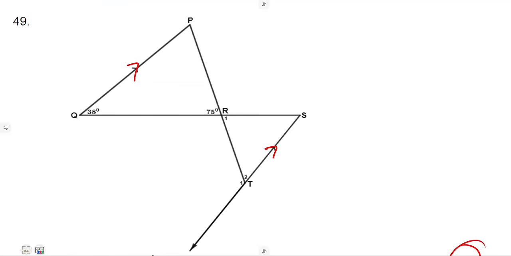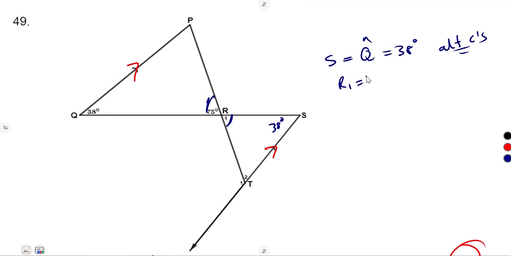Anyways, let's see, guys. From the lines that are parallel, we are forming a Z, which is alternate angles, angle Q and angle S. Alternate angles, remember they are equal. So angle S is equal to angle Q, 38 degrees. Those are alternate angles. Okay. Angle R there and this R, they are equal, vertically opposite angles. So the angle R1 is equal to 75 degrees.